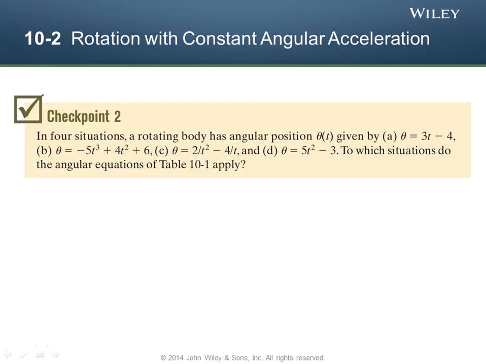So a quick checkpoint here. In these four situations, theta of t is given. To which situations do the angular equations of table 10.1 apply? Well, like I said just a moment ago, we have to have constant angular acceleration. A, we have constant angular acceleration. B, we do not, because this is a cubic order. So two derivatives, we still have some dependency on t. And C, we do not have constant acceleration because this is actually a rational function. And D, we do have constant acceleration because the second derivative would be a constant 10.